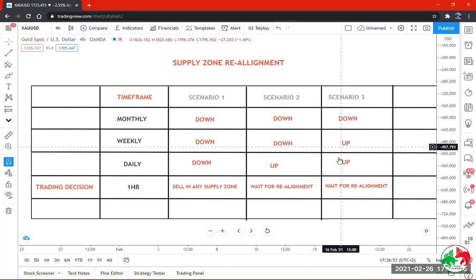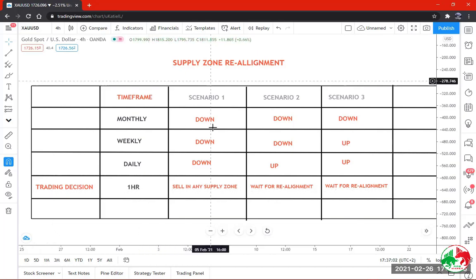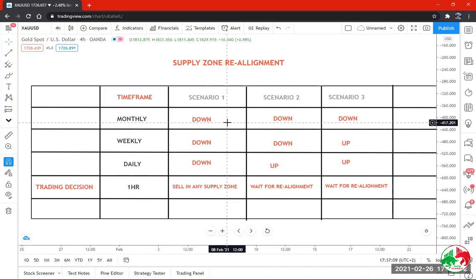Then wait for the previous daily candle to be bearish. Then you would look for supply zones on the 1 hour. So this is the ideal scenario. Scenario one is the scenario you will always be looking for when you do your analysis.